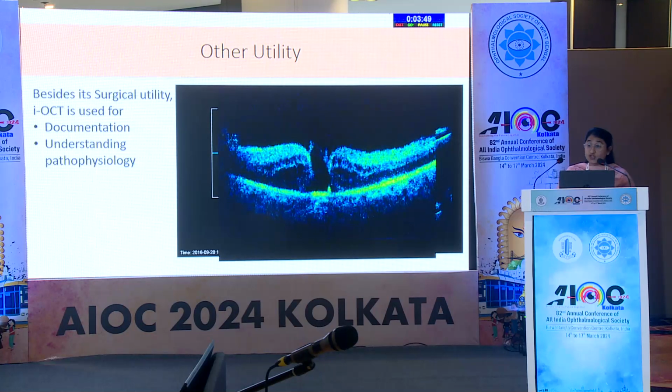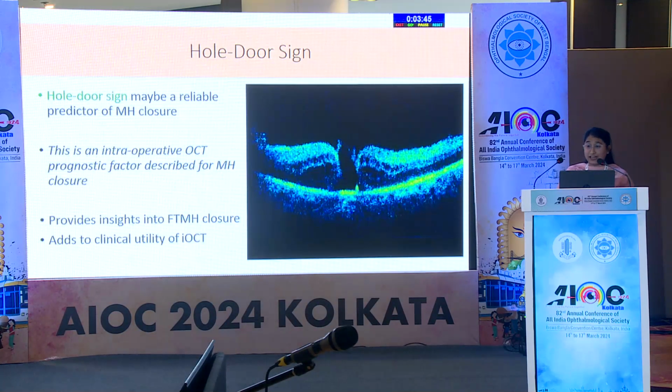This tissue was not ILM because we had already peeled that, but it was this tissue that led to the definition of the whole door sign. This study was done in 2015, 2016, and this was a good predictor of macular hole closure. So they saw that the group which had this hole door sign present had a higher success rate.